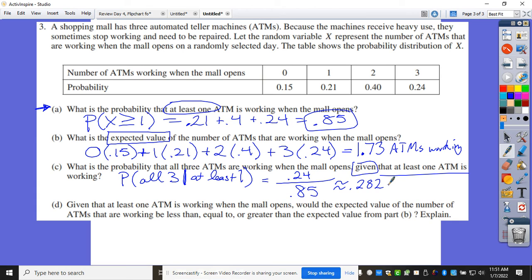I am going to read you their answer for this. Given that at least one ATM is working when the mall opens, the expected value of the number of working ATMs would be greater than the expected value calculated in Part B. By eliminating the possibility of 0 working ATMs, the probabilities of 1, 2, and 3 working ATMs all increase proportionally, so the expected value must increase.